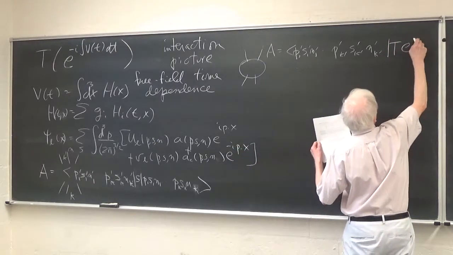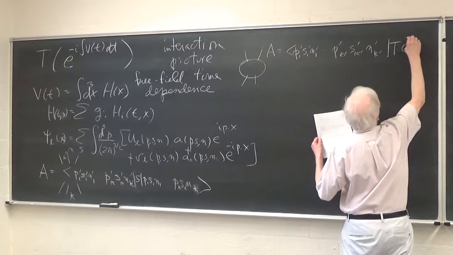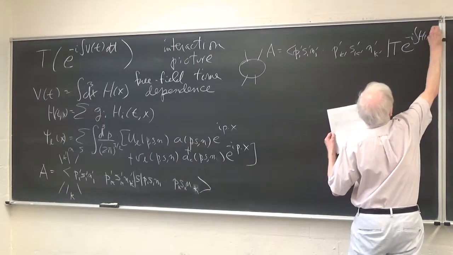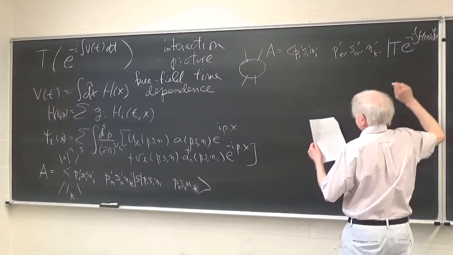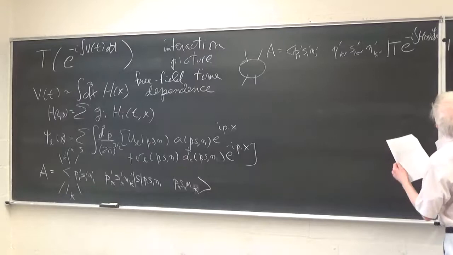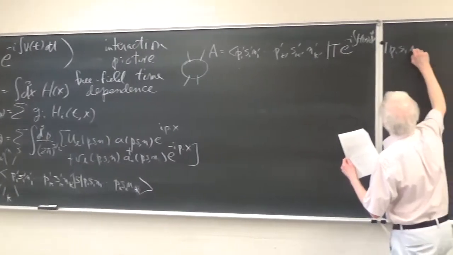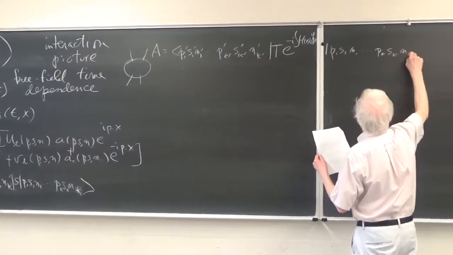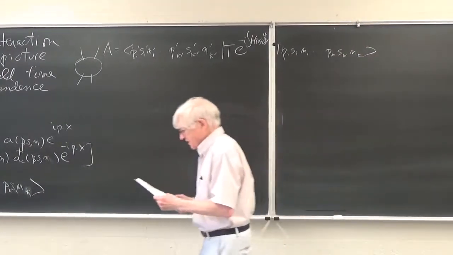time-ordered exponential of minus i integral H of x d4x, and then the initial state, which of course is P1, S1, N1, PK, SK, NK. So that's what we're talking about.